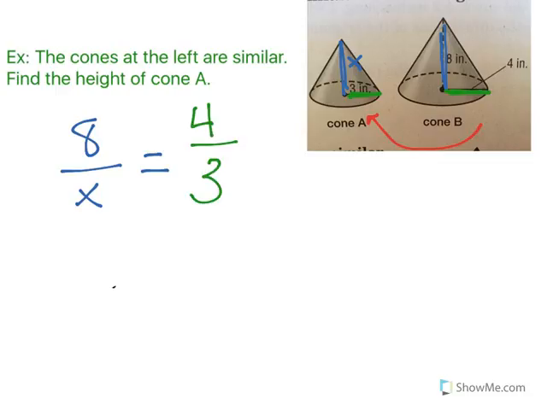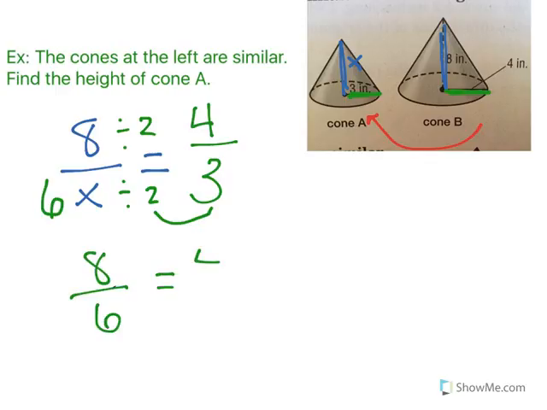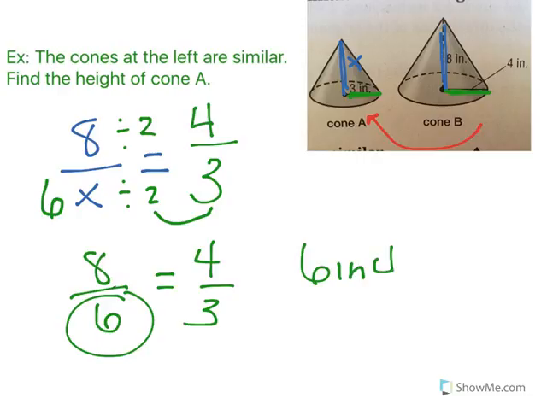So now this looks very similar to what we're used to solving. I'm going to compare these fractions. Again, these are equivalent fractions. So I know to go from 8 to 4, I have to divide by 2. So I'm going to think of what number divided by 2 is going to equal 3. Or think of 3 times 2 has to equal 6. So I can compare the ratios. Well, 8/6 has to equal 4/3. So the height of this smaller cone is going to be 6 inches.